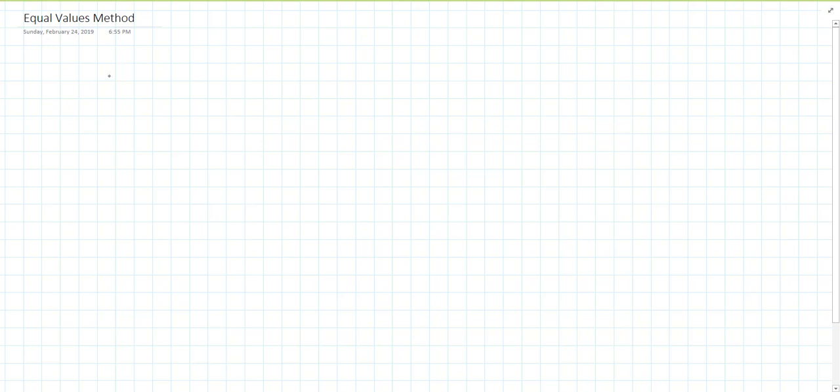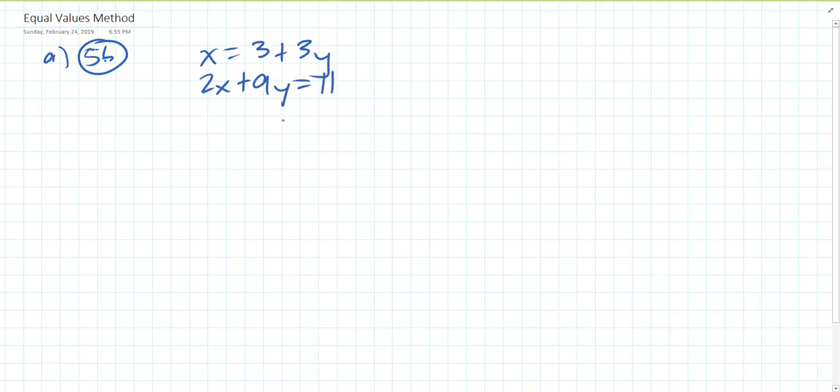For instance, in the problem, what was it, 5-56, for part A of 56, we are given two different lines or equations. We were given x equals 3 plus 3y and 2x plus 9y equals 11. And we're asked to solve the system. This looks a little different because before, we were given y equals something. In this case, we don't have either one where it says y equals.